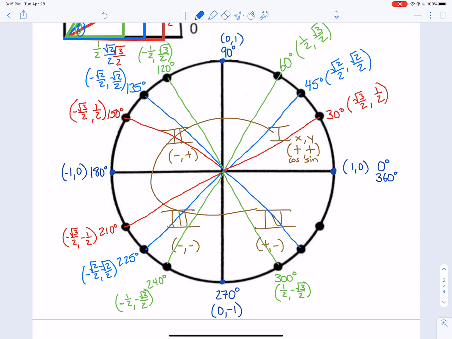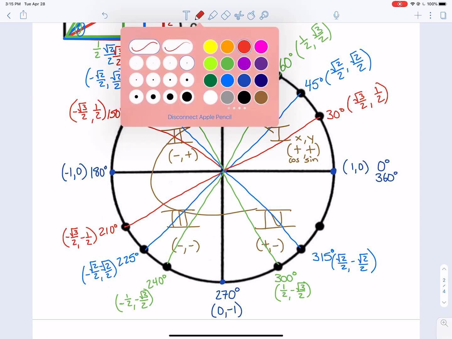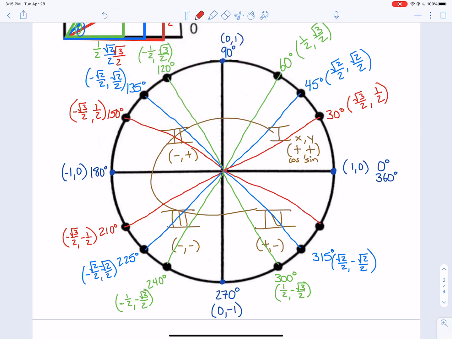All right, for the one in the middle, I need to take 270 degrees and add 45 degrees. So I get 315 degrees. And the coordinates are the same. The signs just change. So I have square root of 2 over 2 and negative square root of 2 over 2. And the last one I need is the red one. So I take 270 plus 60 would be 330 degrees. And then the coordinates are the same. The signs are different. So I have square root of 3 over 2 and negative 1/2.